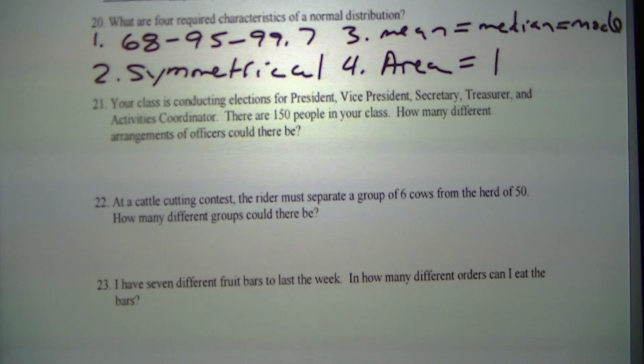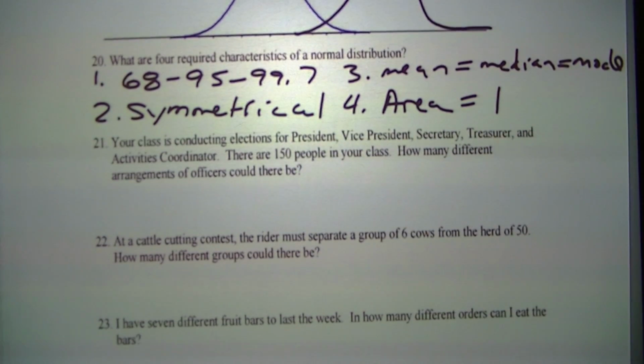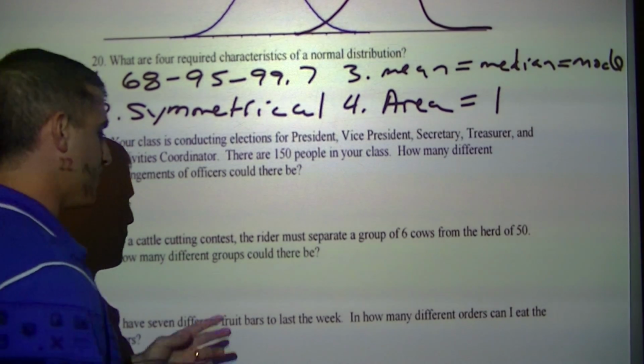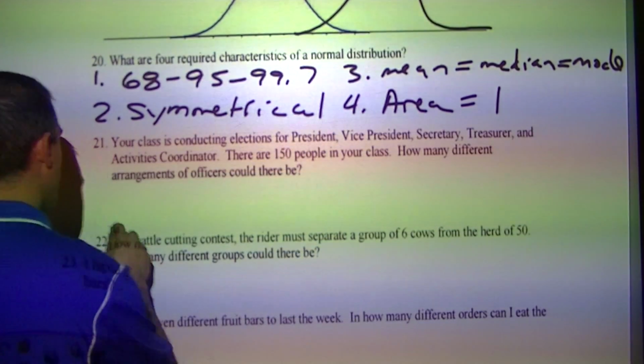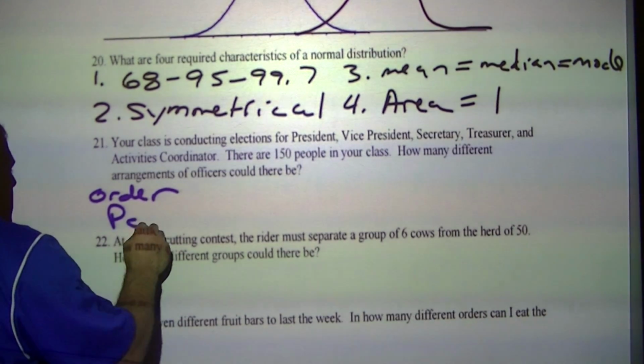Your class is conducting elections for president, vice president, treasurer, and activities coordinator. There are 150 people in your class. How many different arrangements can there be with officers? Now, order matters here. When order matters, you use a permutation.